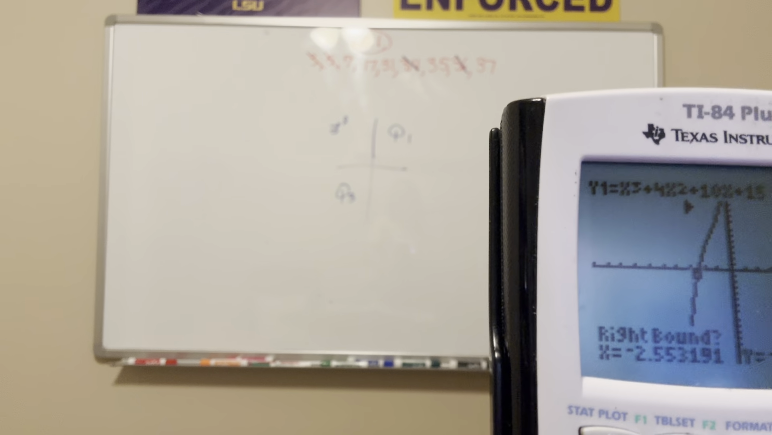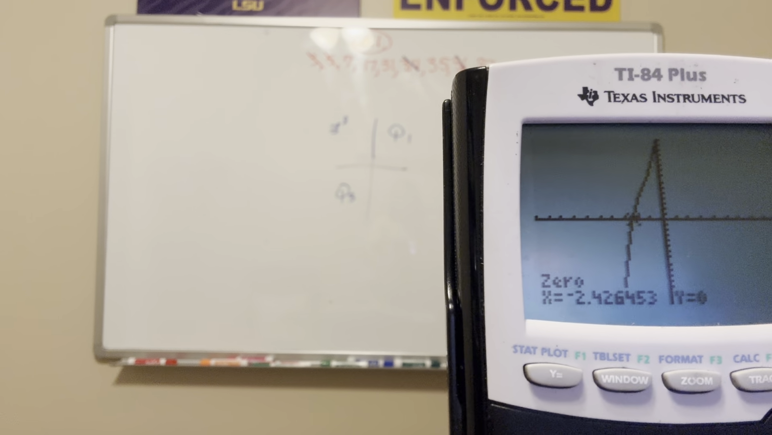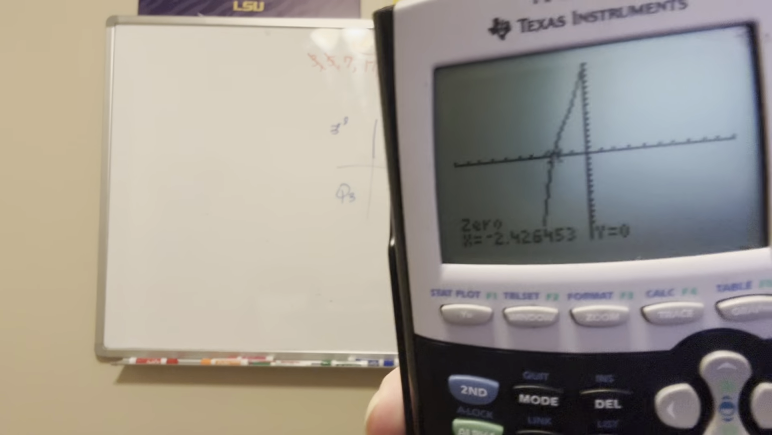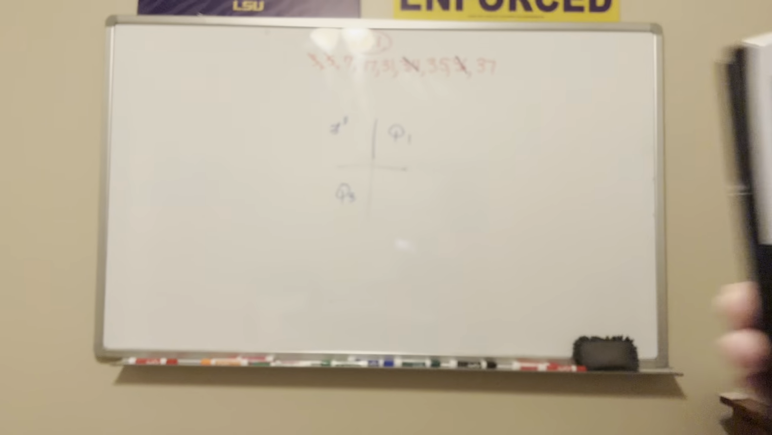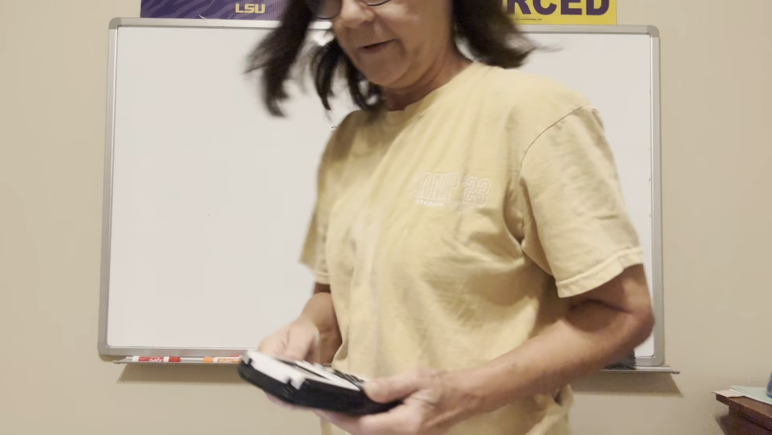I hit enter. Right bound. Y becomes positive. Enter. There's my guess. All right. I'm so hoping you can see all that. All right. That's number 7.